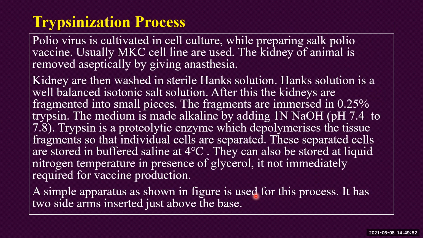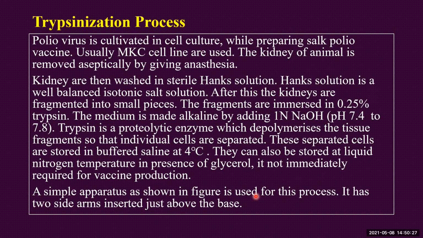Poliovirus is cultivated in cell culture while preparing Salk polio vaccine, and usually we use monkey kidney cell line. Okay, the kidney of the animal is removed aseptically by giving anesthesia to the animal. The kidneys are washed in sterile Hank's solution. It's a well-balanced isotonic salt solution. After washing the kidneys, they are fragmented into small pieces. The fragments are then immersed in 0.25% of trypsin, which is a proteolytic enzyme. We make the medium alkaline by adding 1 normal NaOH and maintain the pH at 7.4 to 7.8.